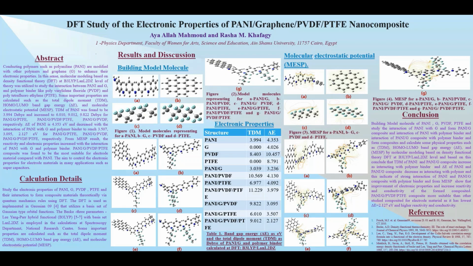For the molecular electrostatic potential results, the reactivity and the electronic properties increased with the interaction of polyaniline with graphene and polymer binder. Our conclusion: the polyaniline-graphene-PVDF-PTFE composite was found to be the most suitable electrode material compared with polyaniline, as it has the lowest band gap energy, 2.1 electron volts, and higher reactivity and higher conductivity.